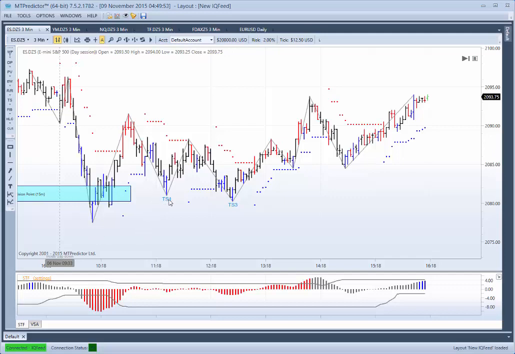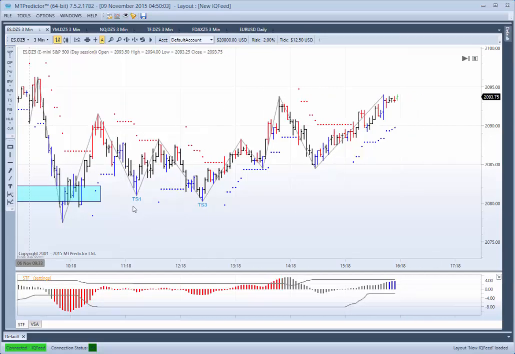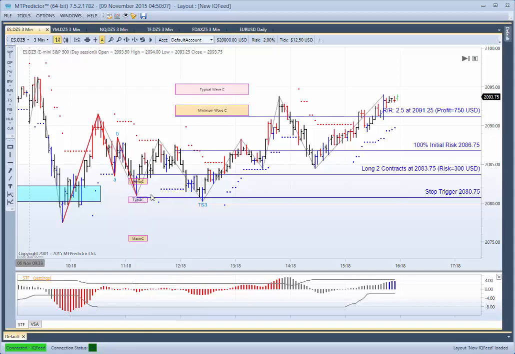In other words, this TS1 buy setup and this TS3 buy setup would then be in the direction of the large degree trend. So the more experienced MTPredictor users would like to take these. Let's have a look at this first one. If we place the analysis on, you can see it got to the 100% initial risk level, didn't quite make the target, and then came back down and would just have been stopped out.